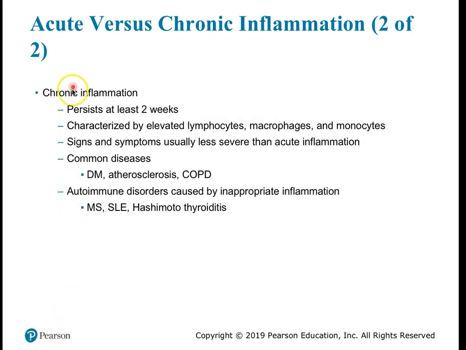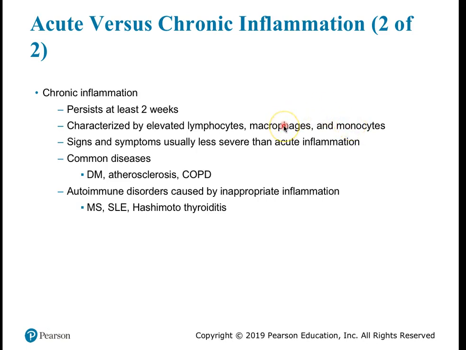Now, chronic inflammation is going to persist over weeks, over months, perhaps years. And the blood count would show that you not only would have elevated leukocytes, but you would also have elevated lymphocytes.